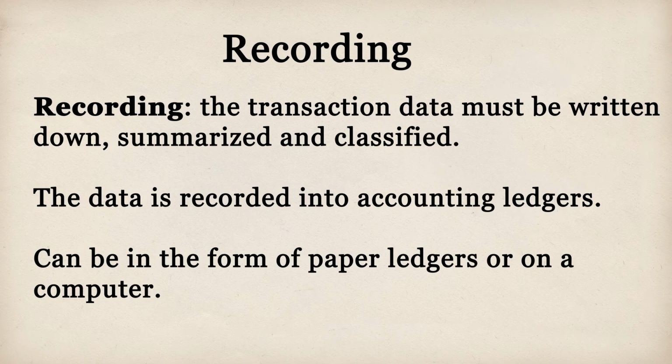Accounting information is recorded in ledgers. Ledgers can be in the form of a paper document or on a computer. The recording process can take place by a human manually recording the data, or it can be automated by a computer. When a business transaction is recorded, it is said to be recognized.